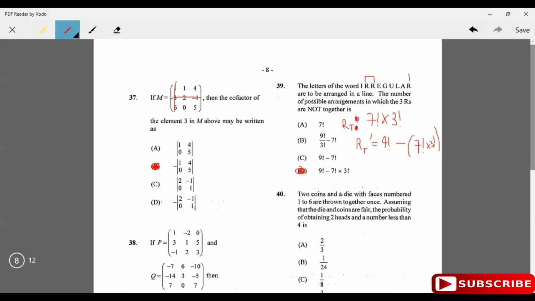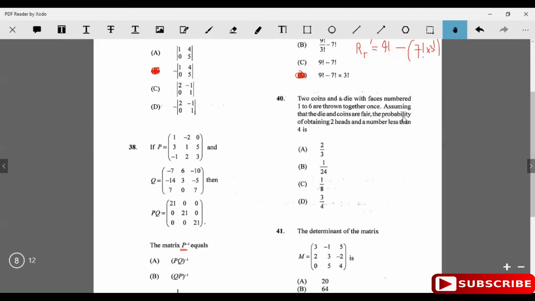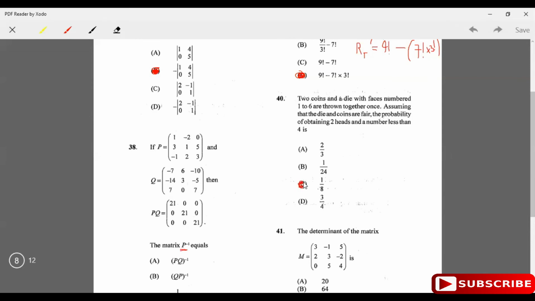Question 40 is a big repeat. What's question 40? C, very good. It is indeed C. It is just the probability of obtaining a head as well as getting a number that is less than 4, and we multiply them out. Probability of getting a head is a half, times getting a number less than 4 is 3 over 6, and so we get 1 over 4.